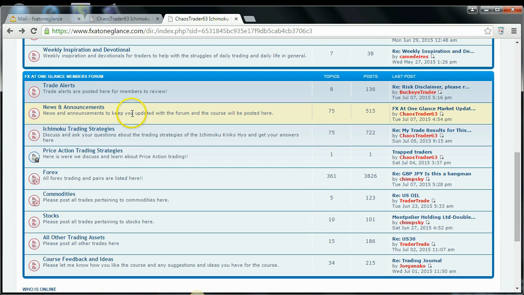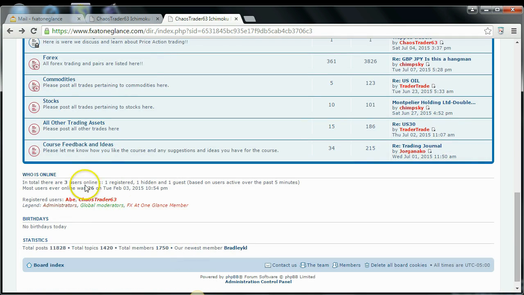Then we have the news and Ichimoku strategies. This price action section is locked right now as I add more content. I don't want people to mess up some things I'm doing in there. Then you can go to your forex pairs, commodities, stocks, and all other stuff. And I like feedback on the course or anything that I'm doing, and any ideas that members have that can make things better.